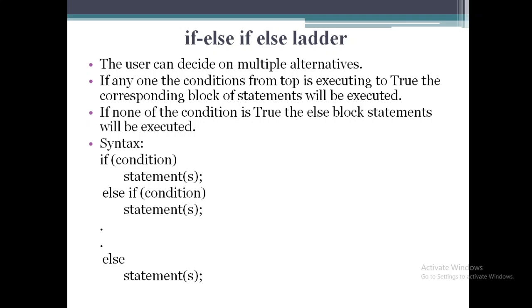For example, if a condition is not satisfied, else if another condition, if it is not satisfied, else if another condition, and it goes on like that. If none of the conditions given is satisfied, then finally what is available in the else block will be executed. So this is the nature of the if else ladder.